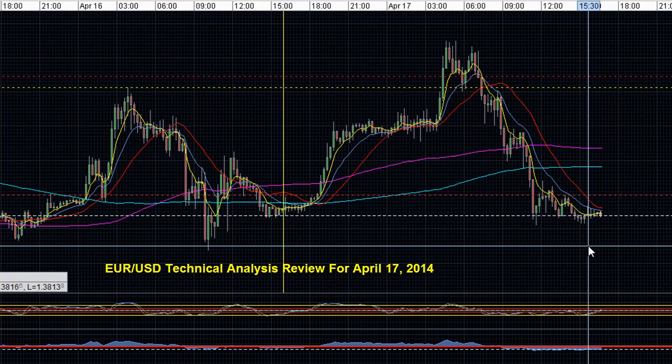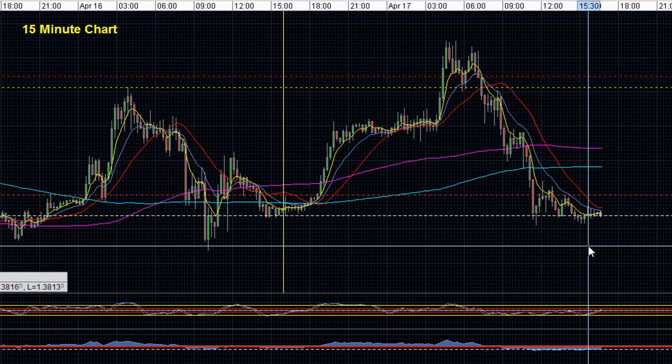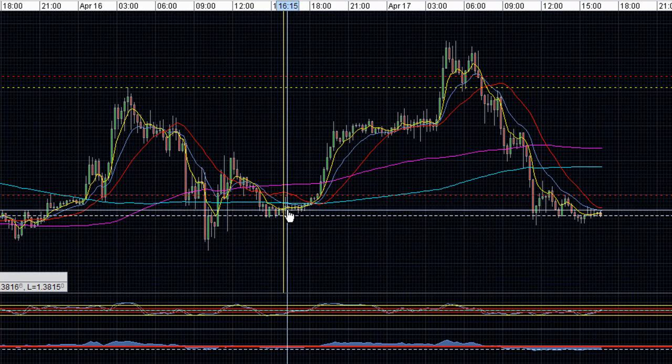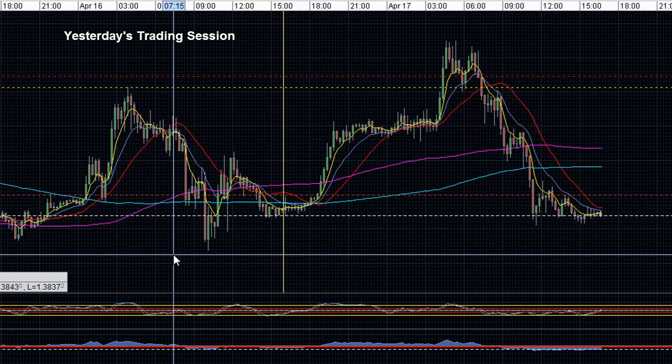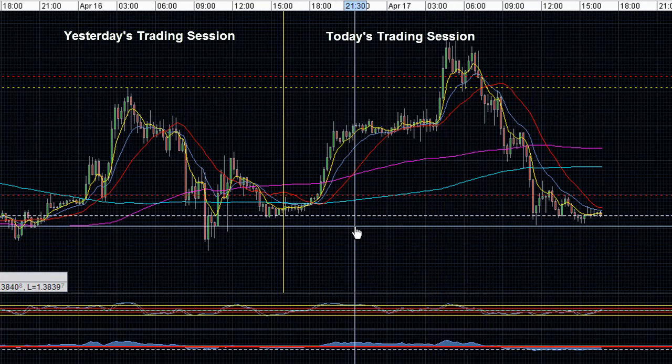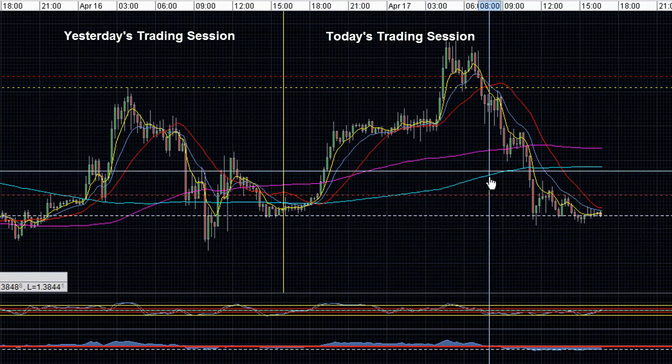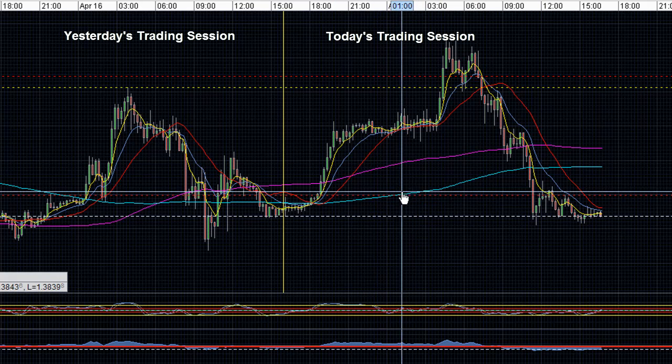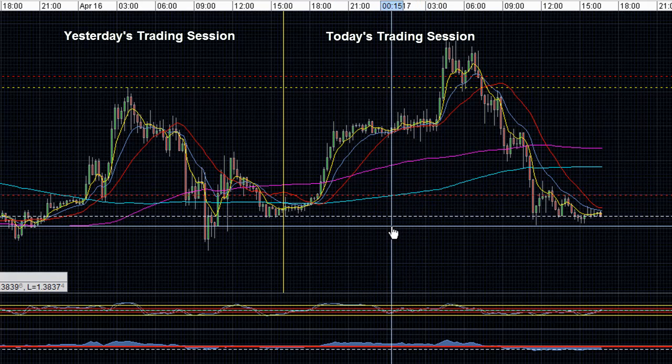Today is April 17, 2014, and we are currently looking at price action on the 15-minute chart for the Euro US dollar pair. You see in front of you this yellow vertical line, which divides yesterday's trading session from today's trading session. As you can see, we had another day of whipsaw range-bound trading activity for the common currency, which is really a picture of what happens when there are changing headlines throughout the day.